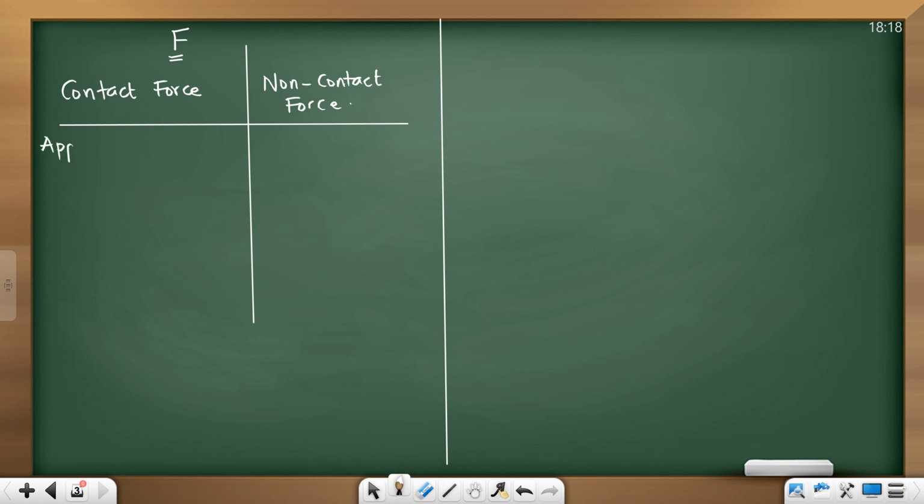Number 1, applied force, which is a push or pull. It must be in contact. Number 2, friction. Beautiful. Somebody's thinking air friction. It must be in contact with the air.